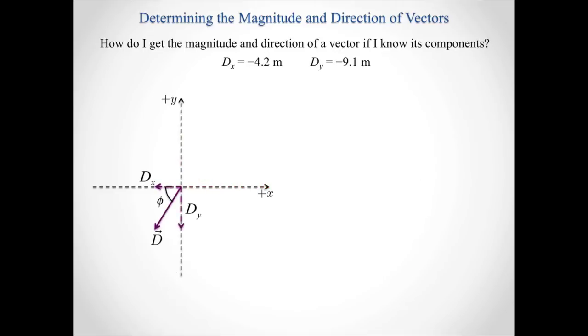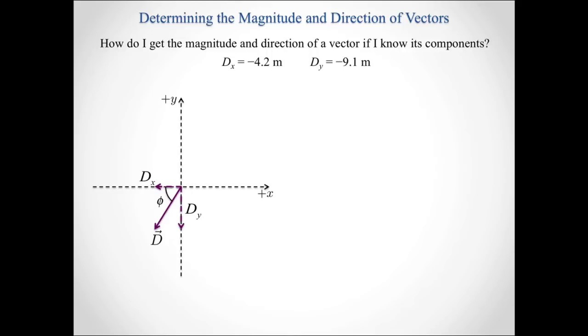Let's take a slightly more complicated example here. So again, vector D here has an x component that's negative 4.2 meters and a y component that's negative 9.1 meters. Okay, so I can draw that out. Obviously, the x component is going to point to the left. The y component is going to point down, given the axis I have here that says positive x points to the right and positive y points up.